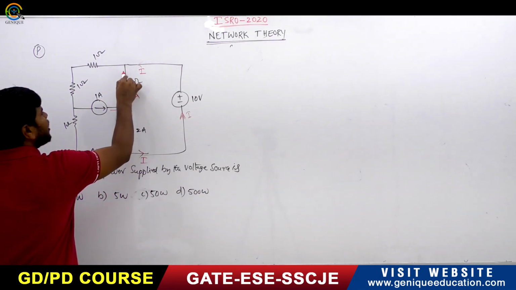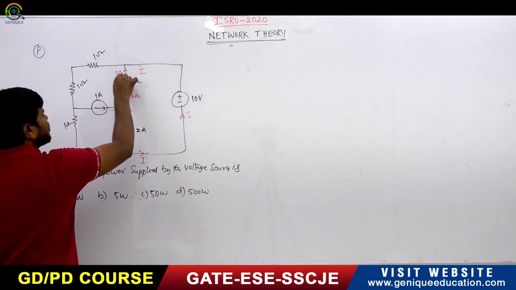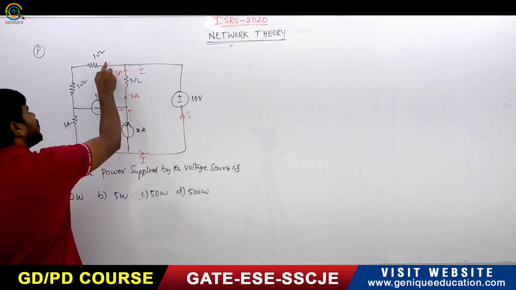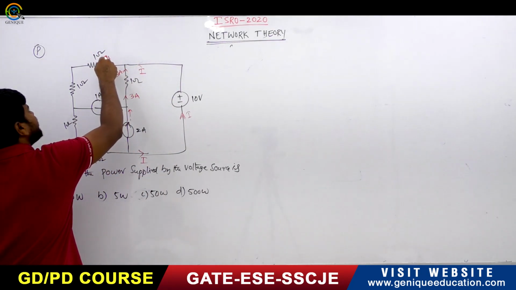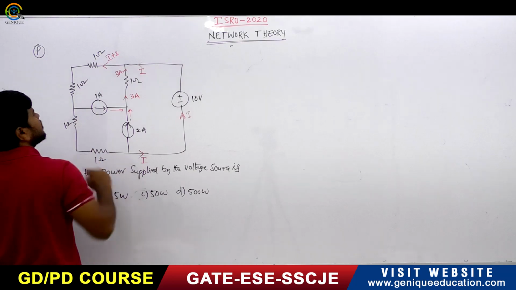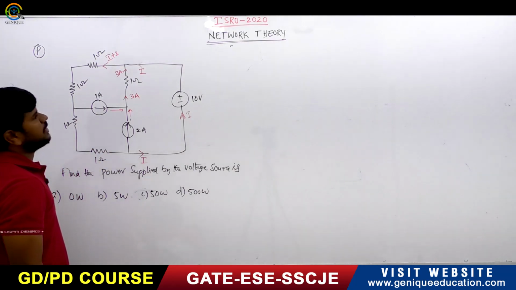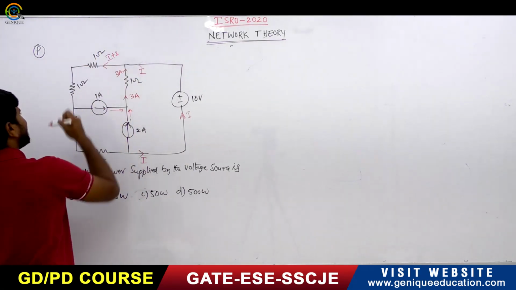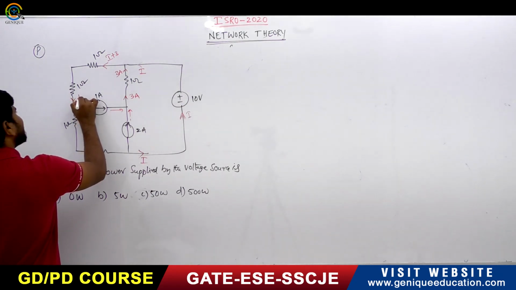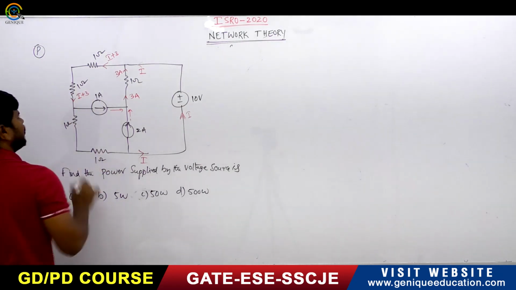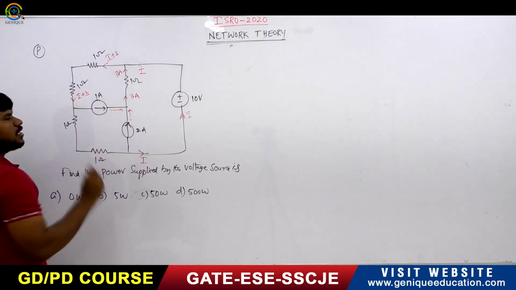So if it is 3 amperes, here also it is 3 amperes. Right? So what about this? This will be I plus 3 amperes. This current is I plus 3. What about this current? This current is I plus 3. If it is I plus 3, this is also I plus 3.